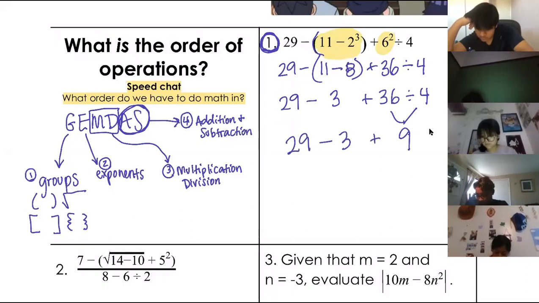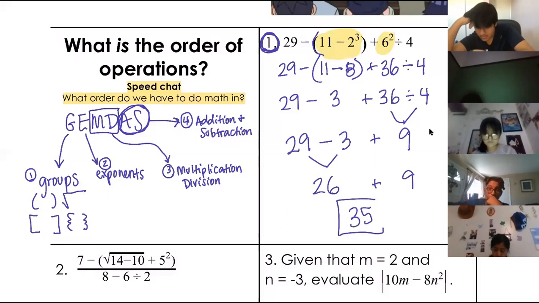29 minus 3 plus 9. I'm gonna do this part first because it's left to right. So 29 minus 3 would be 26. And then I'm gonna add that 9 in, 35, thanks Tony. 35 is the final answer there. 35.